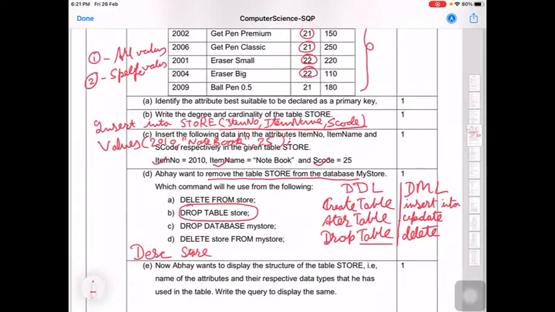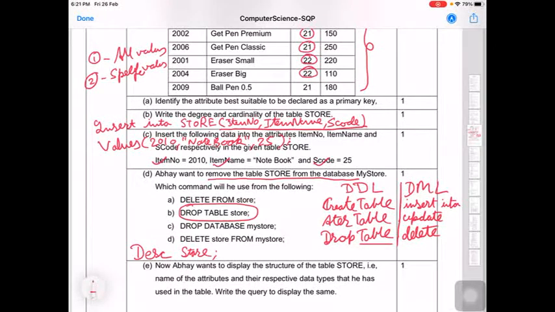This is our command, and you can also write describe then store. So it will give you the entire knowledge about the structure. One thing very important, then: there are 5 options for you, but you have to attempt only 4. Don't try to be over smart and attempt all these 5. Just select only 4 in which you are most confident.